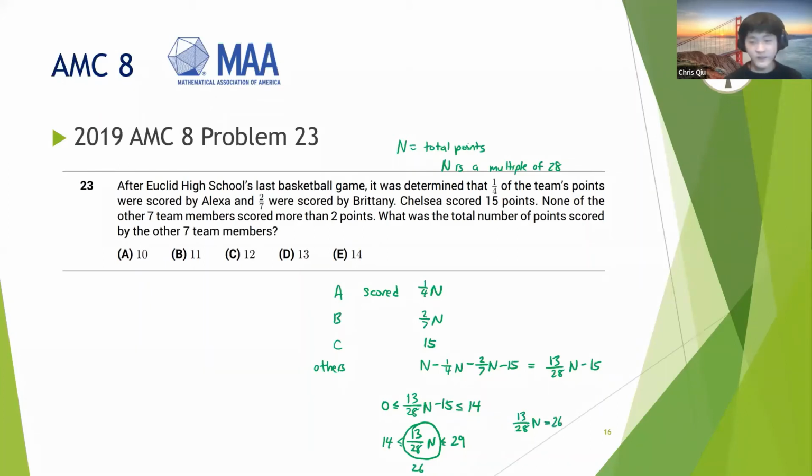From here, we can find out that n equals 56, but we actually want to find the total score of the other 17 members, which we've calculated to be 13 over 28 n minus 15. So we can find out that this number is equal to 26 minus 15, which is 11. So the final answer is B, 11. And we're done.